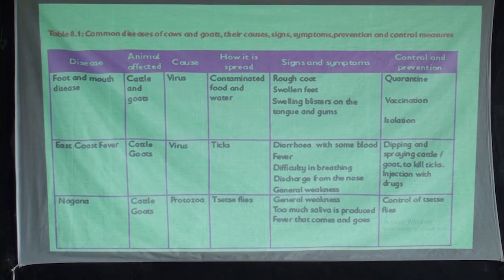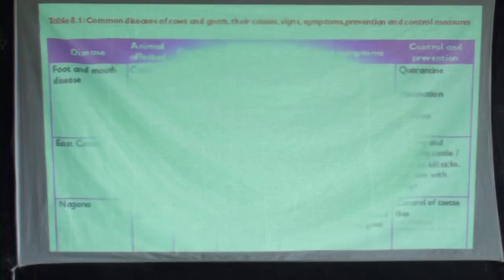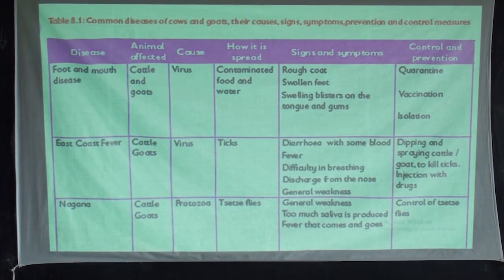And then we have to check on the prevention or control. For this, simply we can talk of the control of tsetse flies, which can be done by spraying insecticides to kill tsetse flies. This is the best way of preventing or controlling Nagana in our cattle and goats. And then we can move to the next disease.